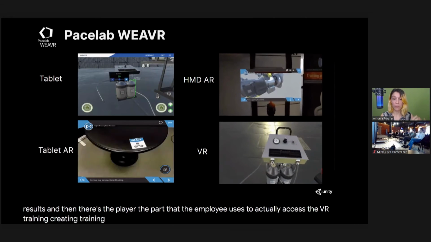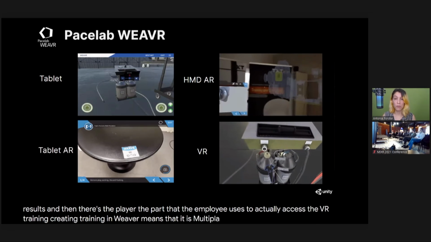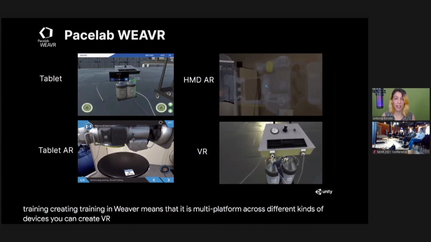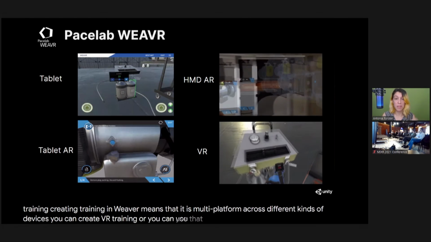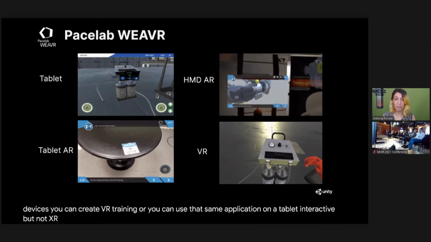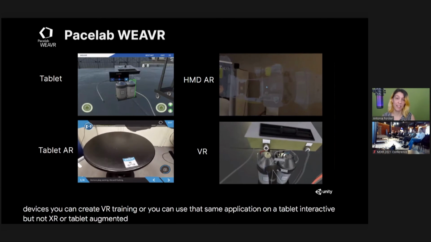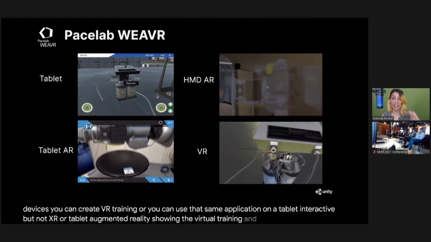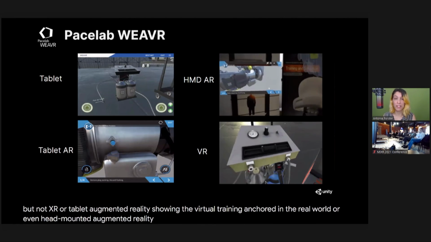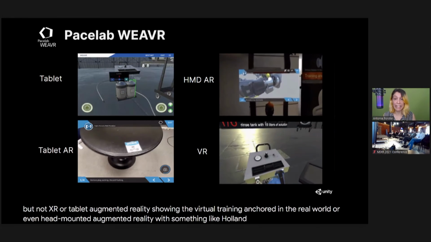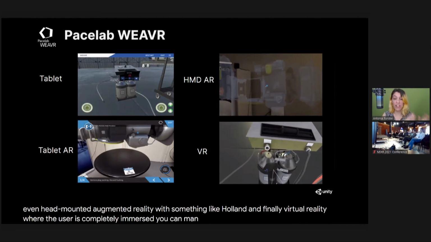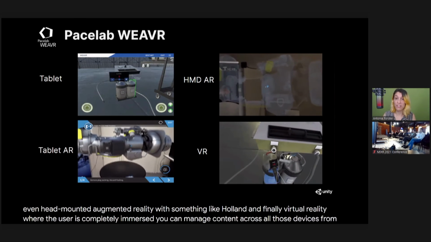Creating training in Weaver means that it is multi-platform across different kinds of devices. You can create VR training, or you can use that same application on a tablet, interactive, but not XR, or tablet augmented reality, showing the virtual training anchored in the real world, or even head-mounted augmented reality with something like a HoloLens. And finally, virtual reality, where the user is completely immersed. You can manage content across all those devices from one single hub.